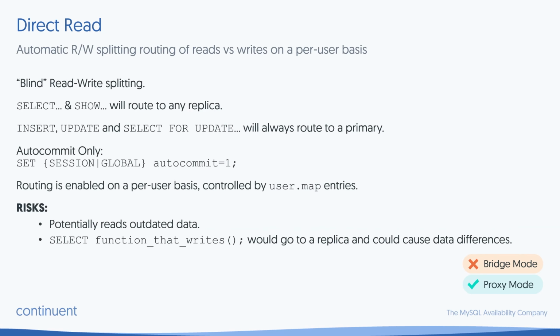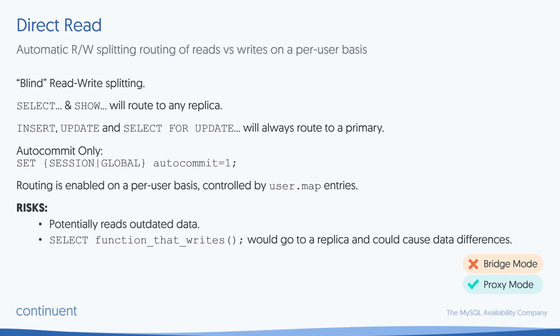We often call this blind read-write splitting, and what I mean by that is the connectors do not check to ensure the query you are sending returns the results you need, which could result in either no results being returned or outdated results if there's replication lag happening. And it's important to understand the routing rules.